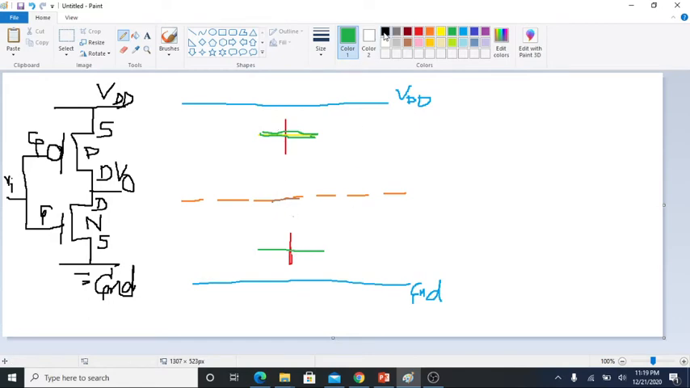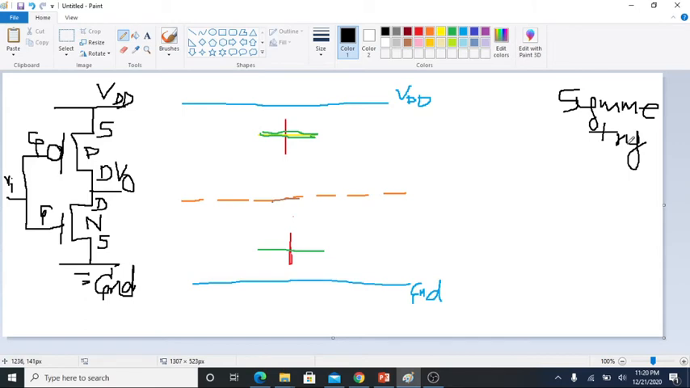Now if you want to mark the terminals, the second thing is you should know which terminal should be source and which terminal should be drain. Your transistors are symmetric. Symmetric means they have symmetry in nature. Symmetry in nature means your source and drain terminals are interchangeable.